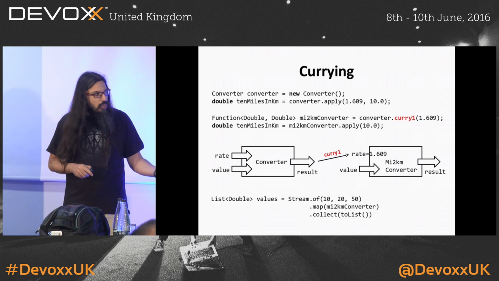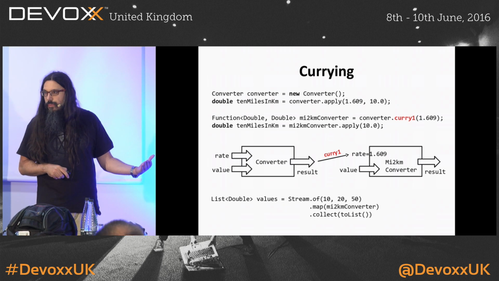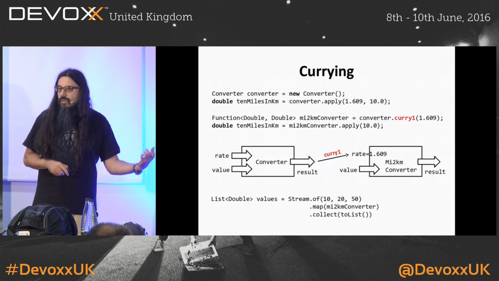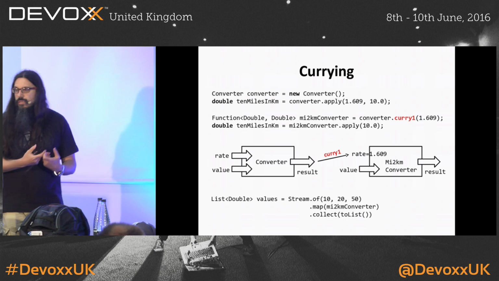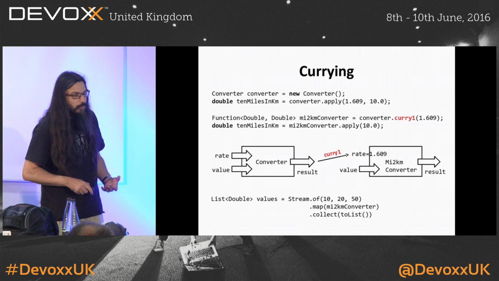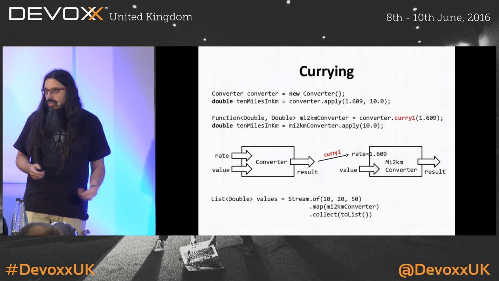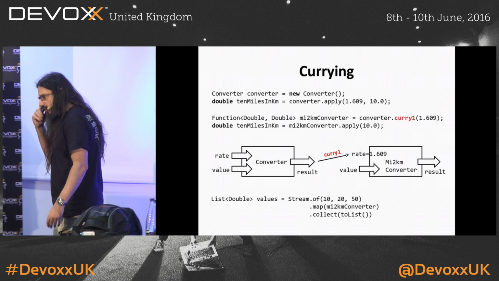And if you want, you can use this converter with the stream API. So you can have a stream of values. This converter is, of course, a function, so you can pass it to the map method, and then you are done with the conversion. Okay.